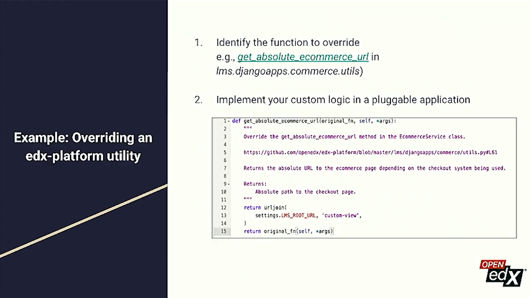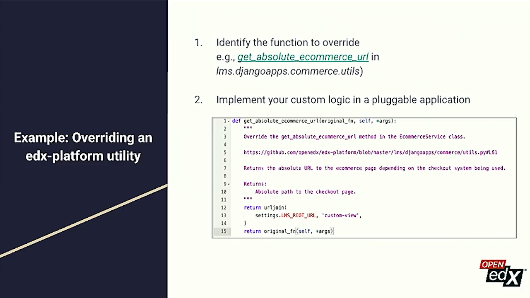Practical example, yeah. So let's explore this real world example. It is related to e-commerce, which I've chosen on purpose. I'll explain later. The first thing you need to do is to identify a utility to override in your core project. So I've picked this get absolute URL utility. What it does is it returns the e-commerce system's URL for the specific use case.